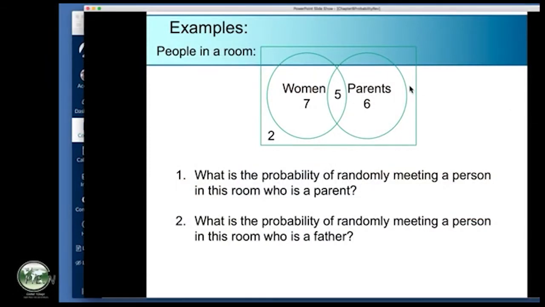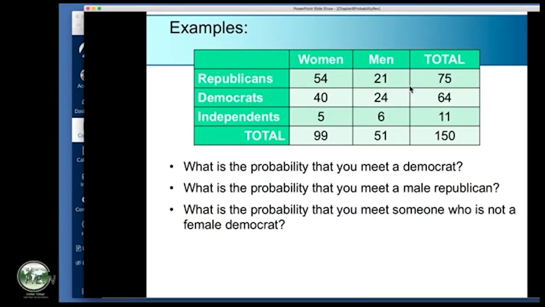Let's go back here. Here's another one, again showing you that we're counting, but now in a slightly more complicated way, because we're going to use this table. It looks like some sort of political event, with men and women, Republicans, Democrats, and independents, and how many of each are at the meeting. What is the probability that you meet a Democrat? How many people are in the room? 150. It's a big room, huh? So 150 is going to be our basis.